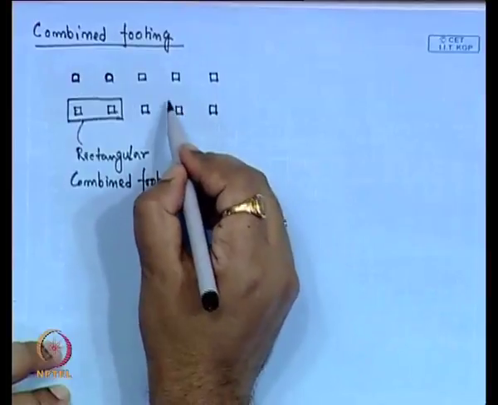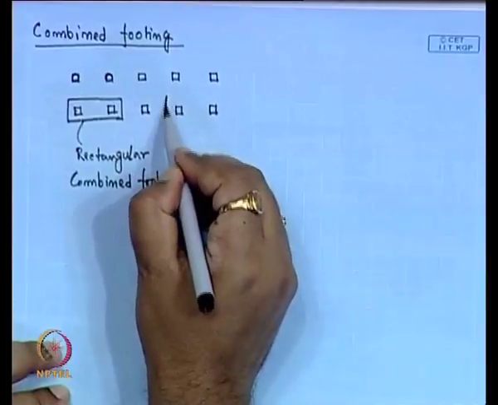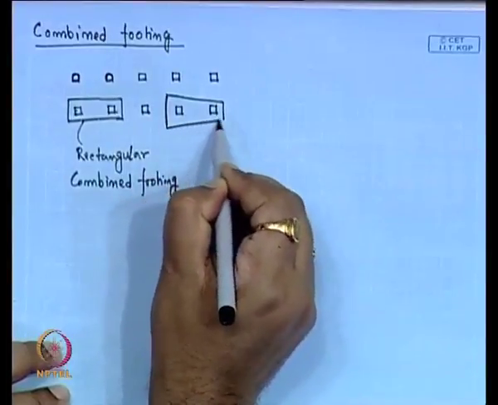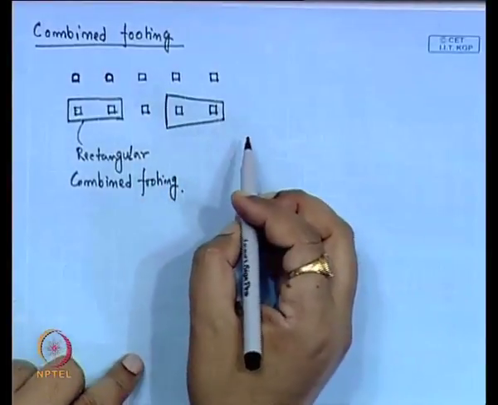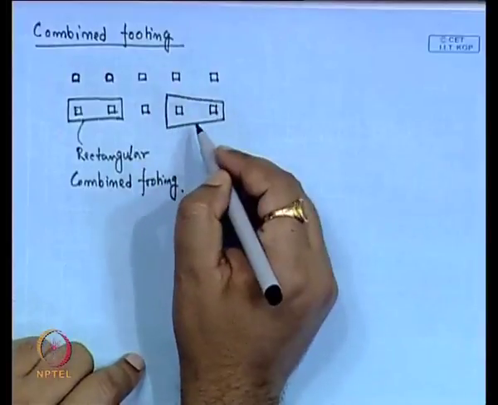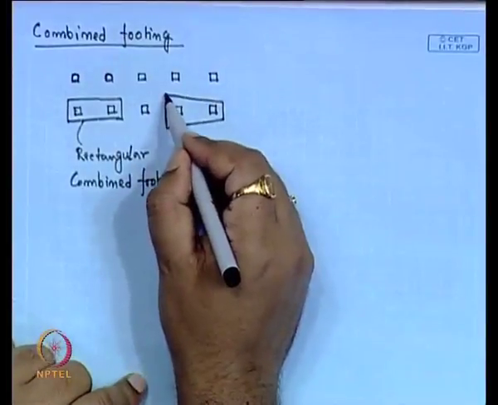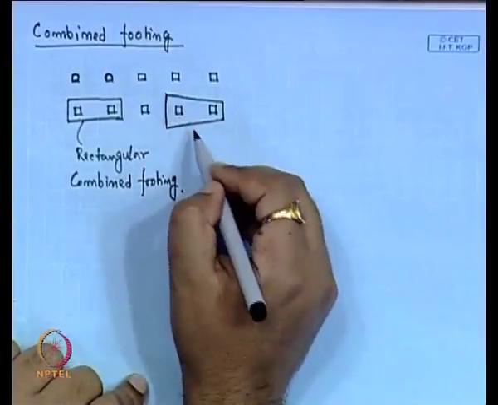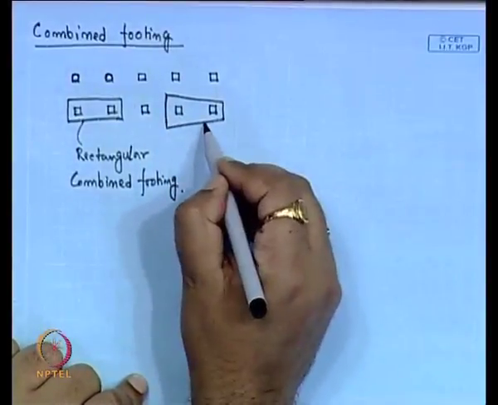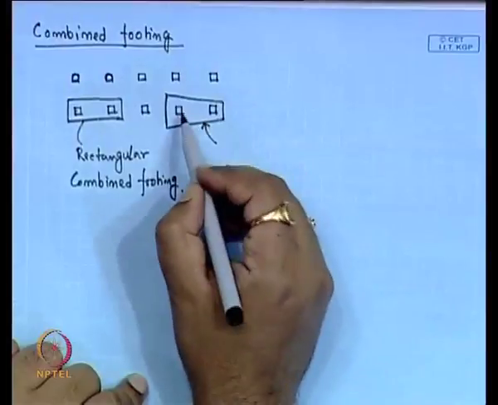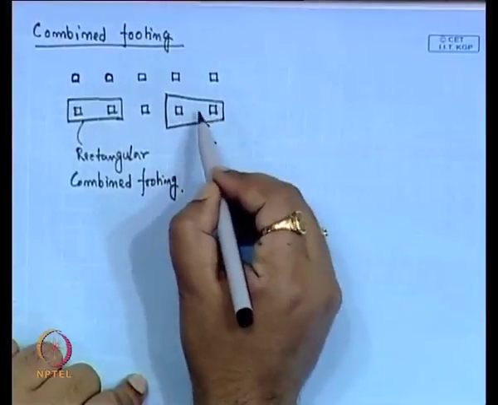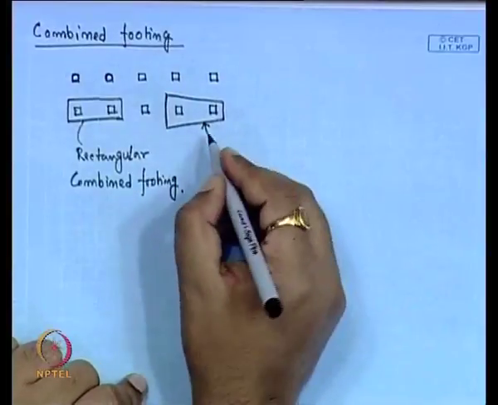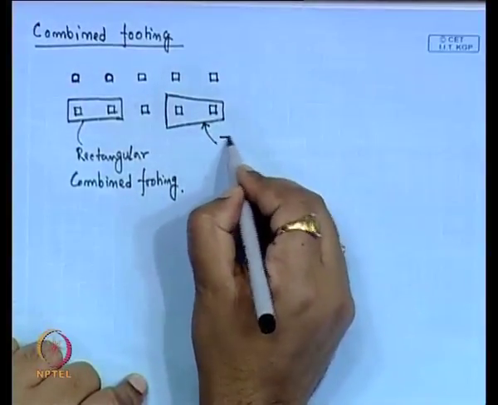Now, this type of footing can also be trapezoidal in shape. Depending upon the space available for the footing, sometimes we have to use this type of combined footing, where the shape of the footing is trapezoidal. Here also two columns are combined in a single footing. So, this is called the trapezoidal combined footing.